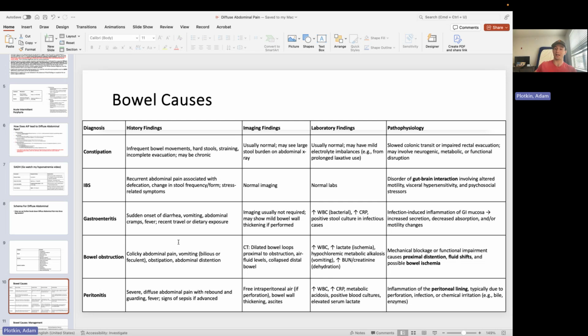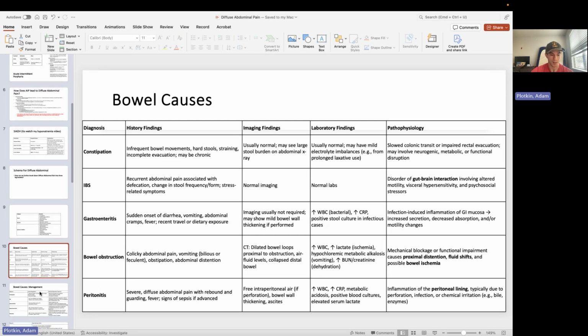If I do rebound tenderness, if I just touch their abdomen lightly and let go, that's going to cause severe pain because we're pressing down on the peritoneum, the lining of the abdominal cavity that's inflamed. I'm pressing down on it, and then when I release, we're causing a massive problem with their peritoneum, and that's going to cause them a lot of pain if it's irritated. We'll probably see elevated white blood cells, elevated CRP, and metabolic acidosis. We could see positive blood cultures and an elevated serum lactate. The pathophys, I've already explained: it's inflammation of the peritoneal lining, typically due to perforation of the bowel of some sort, infection, or chemical irritation.